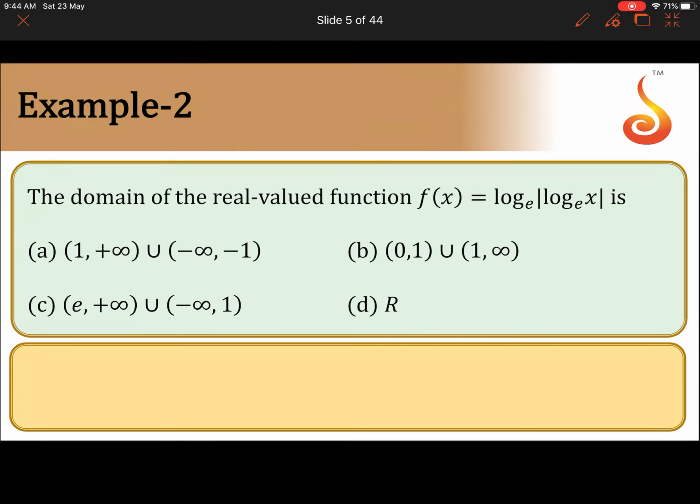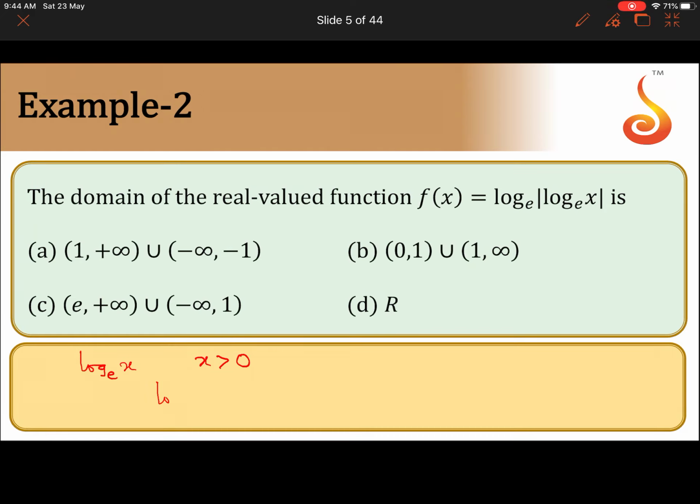So we have to find the domain of this one. First you observe from inside to outside. Log base e x, what is the domain? x must be greater than 0. Okay, x must be greater than 0 is the log x domain.